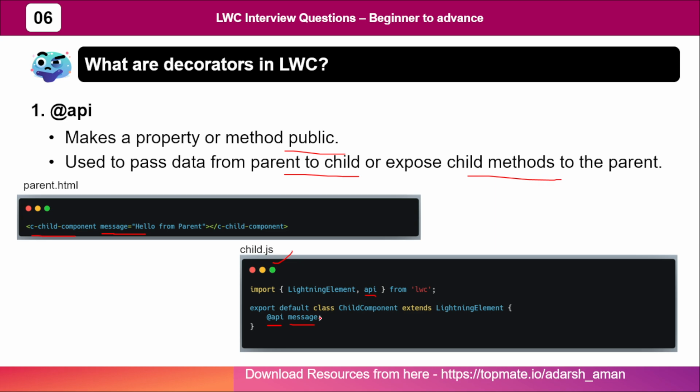Once you decorate it with api, this message will become public and it can be fetched from the parent. The parent can pass a value by writing in this format. They can write the property here and pass whatever value they want to pass. This value can be from the parent JavaScript as well, but here we are hard coding the value. So this message will get passed on to the child component. So it is also used for parent to child communication. Basically, it is making the property public so that the parent component can pass the value to the child component.